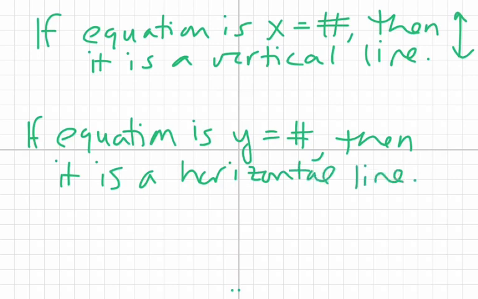And just to make sure we're clear on that, that's what a horizontal line is. Sometimes those vocab words do trip students up a little bit. Now that's a little bit backwards because you think, well, y is the vertical axis, so y equals a number should be a vertical line, and it's not.